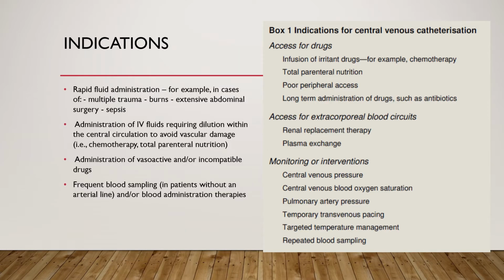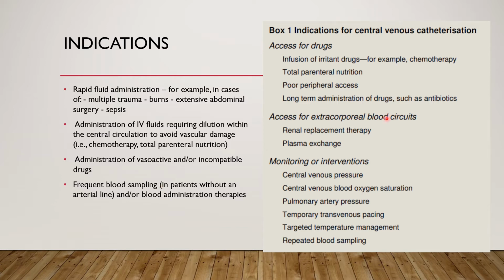Basic indications: whenever we need good, secure IV access, whenever we want to give drugs which we cannot give through a peripheral line, like chemotherapy, TPN, and highly concentrated drugs like vasoactive drugs and inotropes. Also when we need to give a lot of fluid in a short amount of time, reliable access. For example, multiple trauma, polytrauma, burns where a lot of fluid resuscitation is required, extensive surgery, sepsis, septic shock. As for blood sampling, it is not the indication, but you can do blood sampling through it. Ideally we should have an arterial line and we should use that.